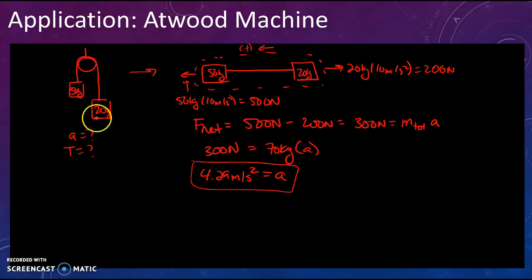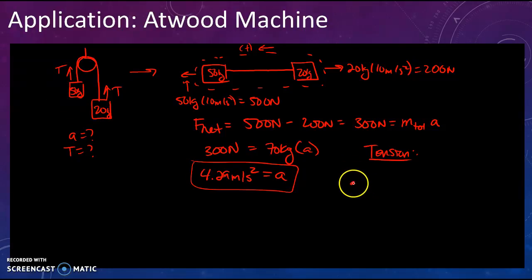Well, we take one of these two. Honestly, it doesn't matter which one you pick. Okay, so I'm going to solve for tension over here. And here's the thing. The tension is going to have to be the same on both sides. And the acceleration of both these blocks has to be the same. Okay, so really all I have to do is zone in on one of these blocks. I'm going to do the 50.